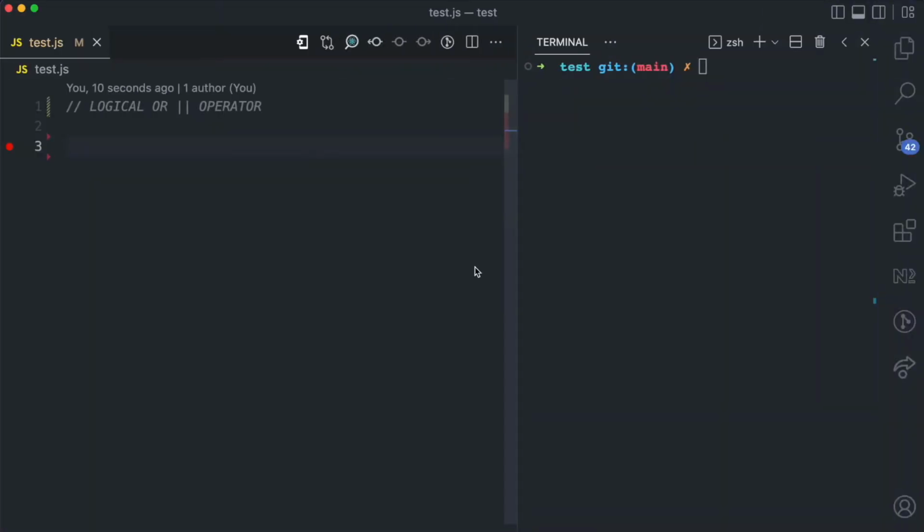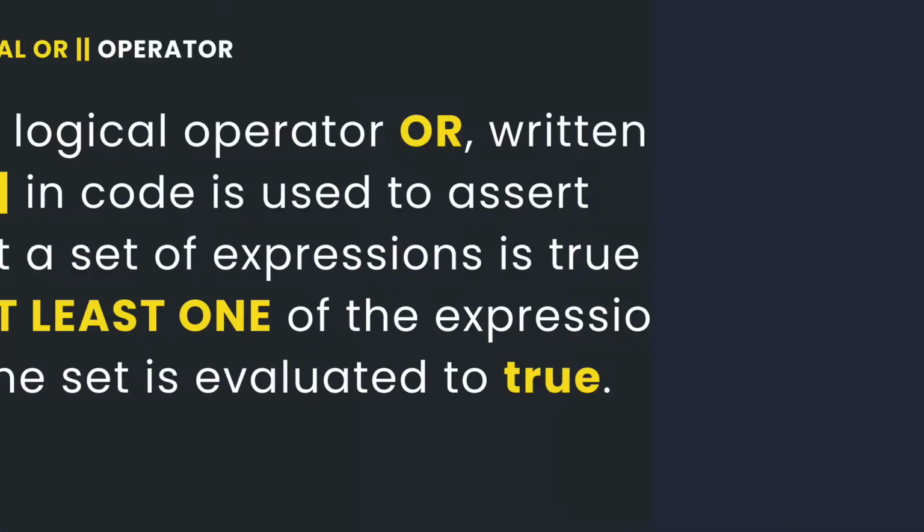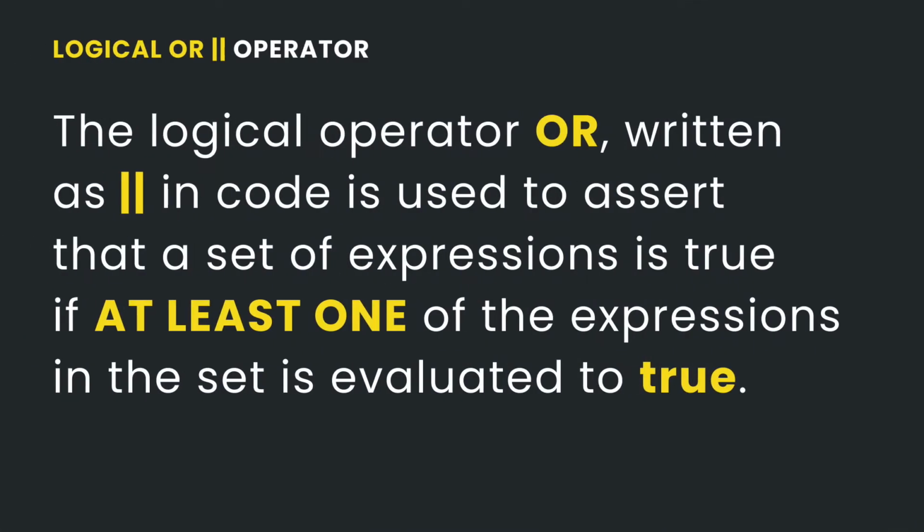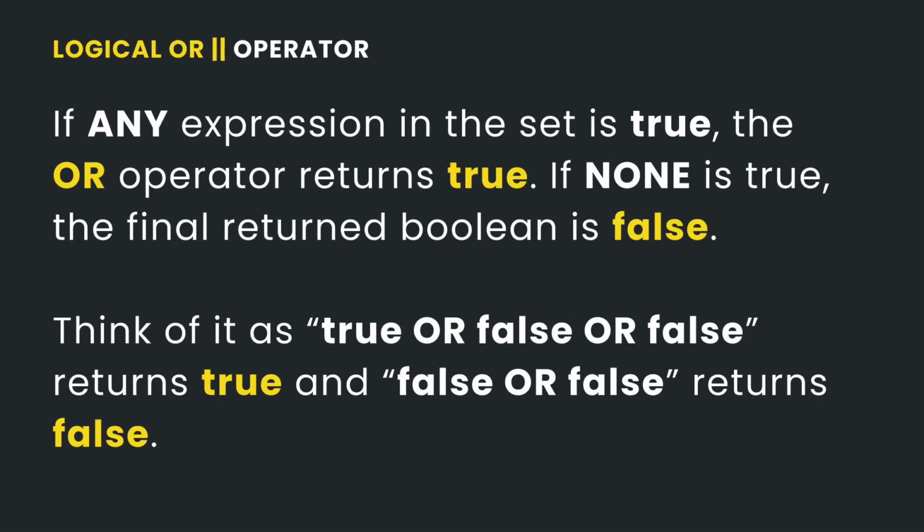The logical OR operator, which is written as two vertical slashes, is used to assert that a set of expressions is true if at least one of the expressions in that set is true. If at least one of the expressions in the set is true, the OR operator will return true even if the remaining expressions are false. And if none of the expressions are true, then the final returned boolean from the OR operator would be false.